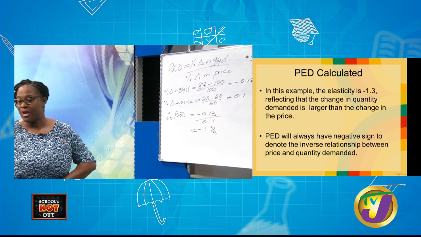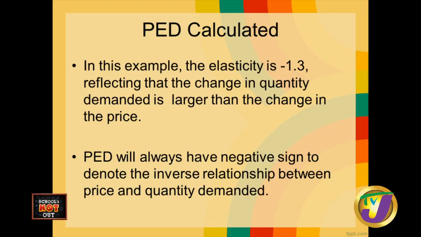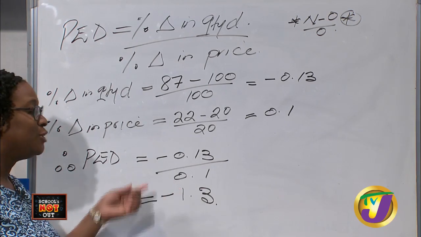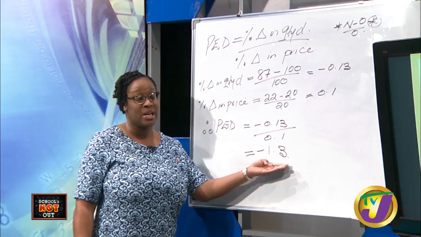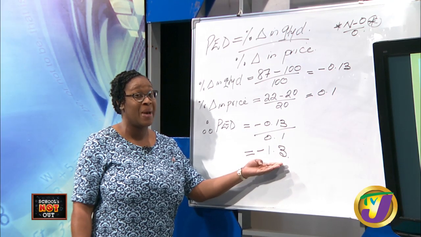Now, it is very important for you to know that in this example, the answer negative 1.3 is reflecting the change in quantity demanded for pencils as it relates to a change in the price. Now the negative sign here, and this is what we must know, is that we are not going to use the negative sign when we are interpreting our coefficient of price elasticity of demand.